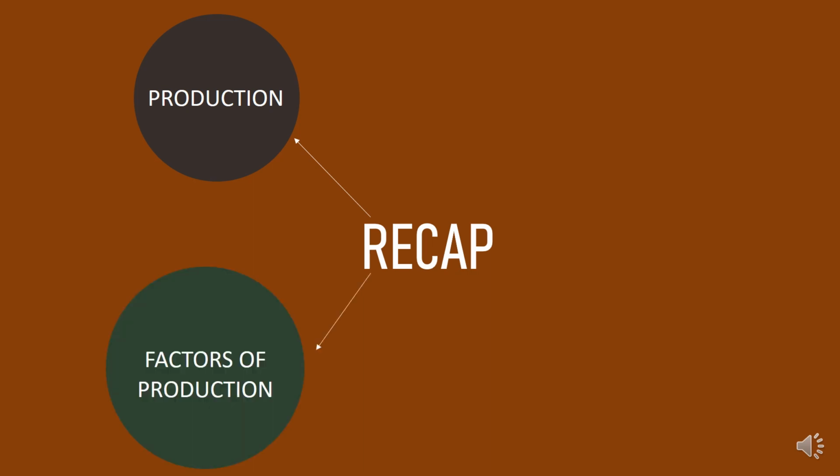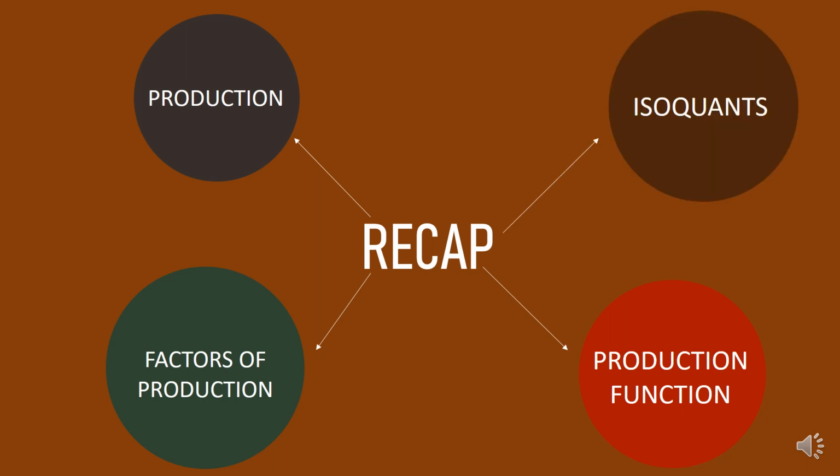Before starting with the session, let's have a quick recap of the previous contents. We discussed that production is nothing but the transformation of inputs into output. Then we discussed the four important factors of production: land, labor, capital, and organization. Then we discussed the functional relationship between the inputs and the output, which we call the production function. Then we discussed isoquants. It's nothing but whatever combinations of inputs the producer uses in the production process that yield the same level of output.